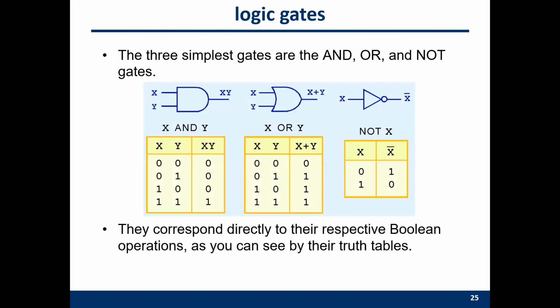So the simplest 3 types of gates are AND, OR, and NOT. The first 2 have 2 inputs. The last one has 1 input. And we have the truth table here. So actually, this gate contains multiple transistors, but here we just consider it as a unit.